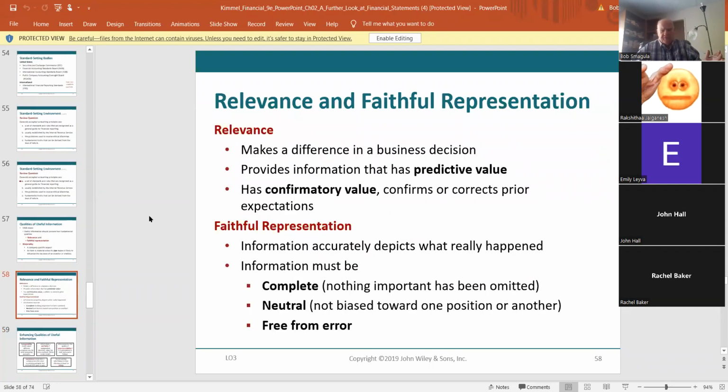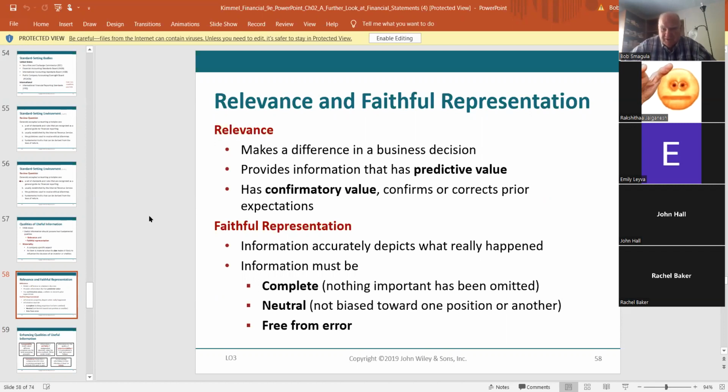Different words. These are just terms that you've got to review in your homework and reading. Relevance, meaning is it important? Is it worth knowing? Does it make a difference? Does it have predictive value? Confirmatory value, confirms it's correct. Relevance means, is it worth reporting, basically.